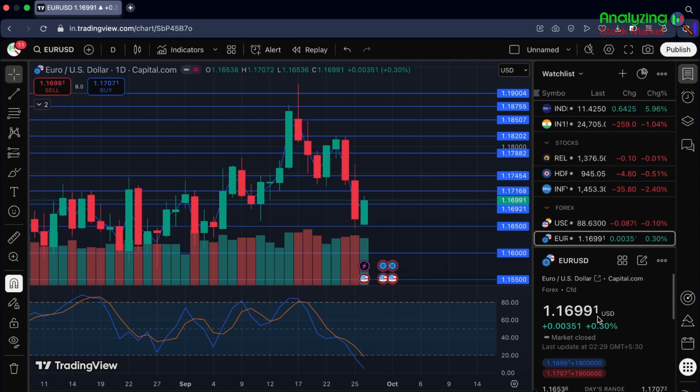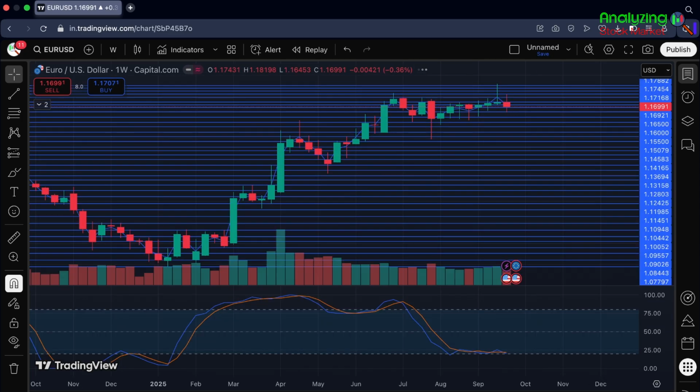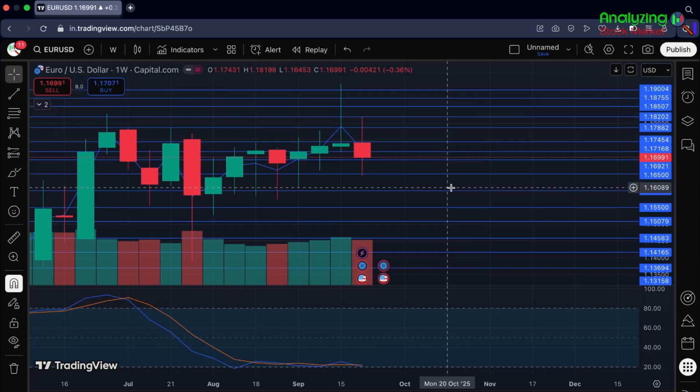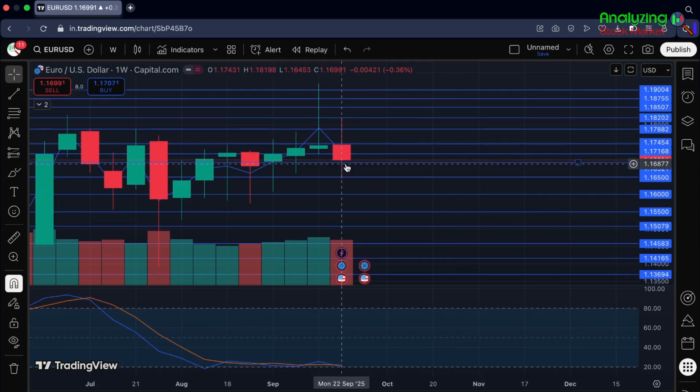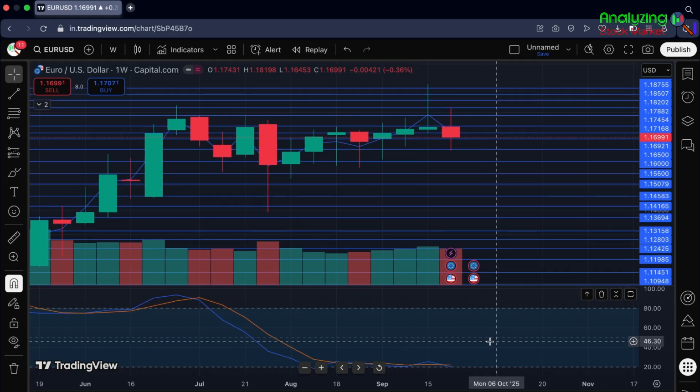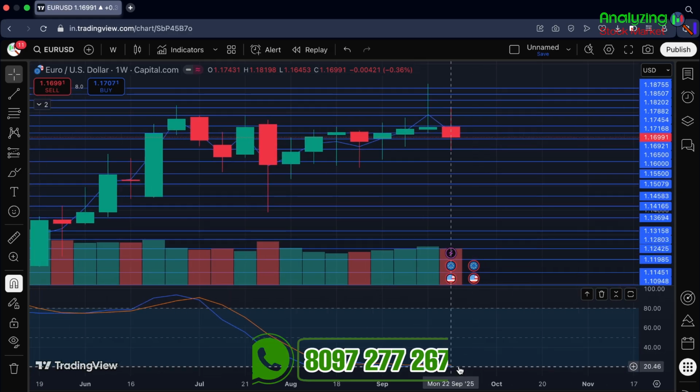So let's open a weekly chart over here. I've already opened the weekly chart. If I talk about the current candle, you can see a bearish candle with a small body and a medium lower wick with a big upper wick. Currently, if I talk about the stochastic RSI, we can see it around 18-20 levels. That is oversold levels. Here the stochastic RSI is indicating a positive move.